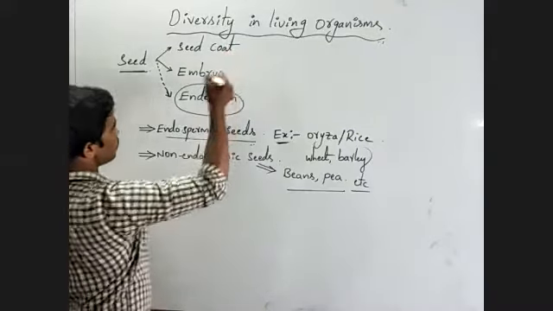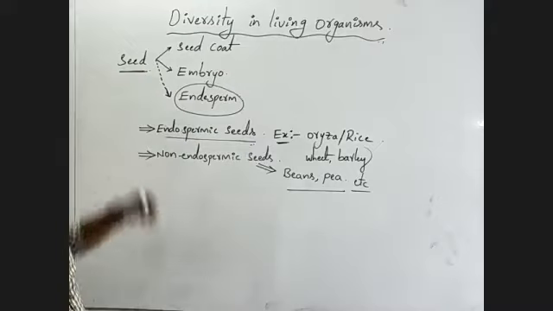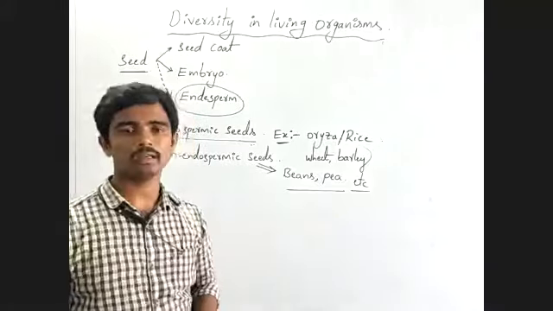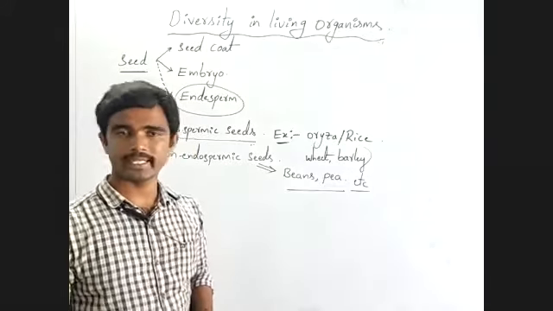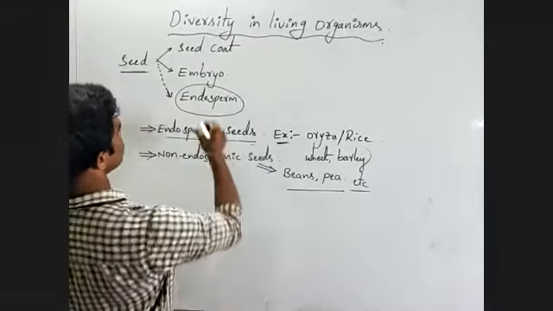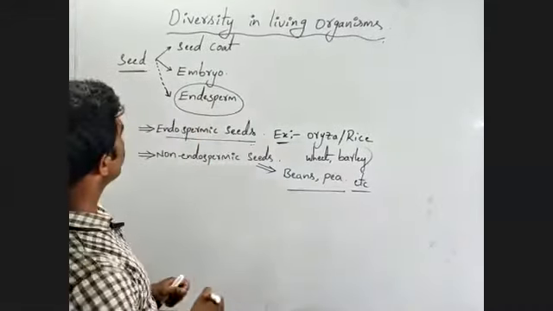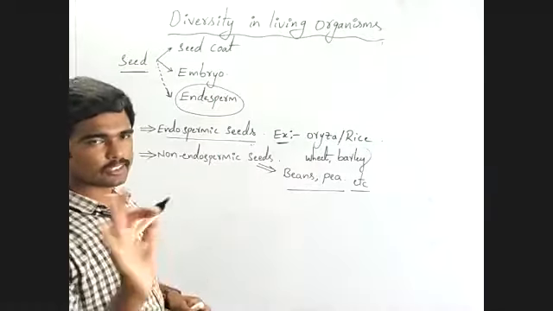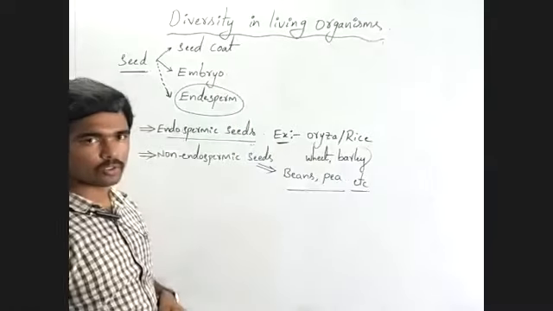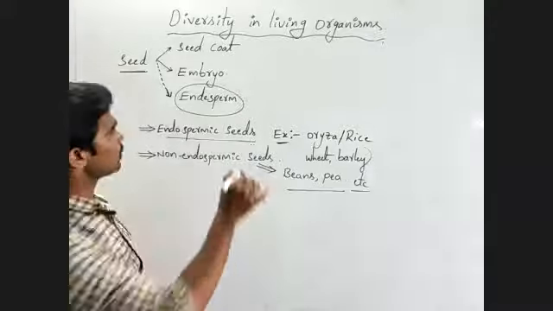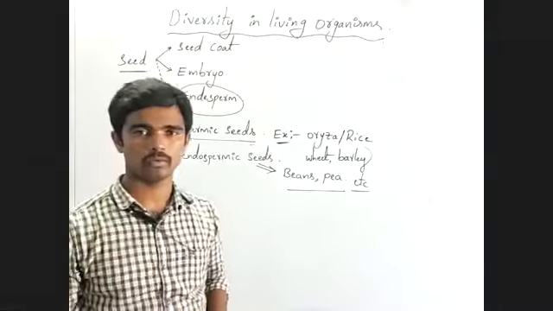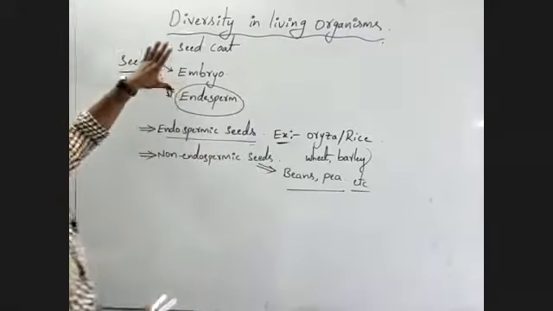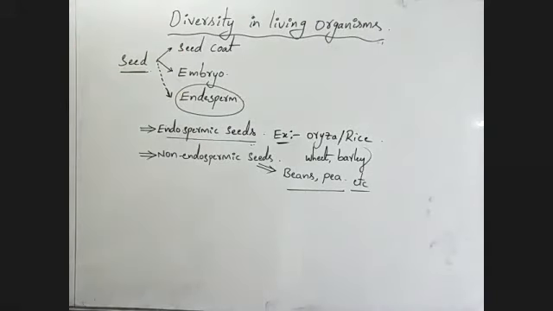Now, these are the main important parts of the seed, either dicot seed or monocot seed. In a dicot seed, two cotyledons are present in the embryo, whereas in a monocot seed, only one cotyledon is present in the embryo. Observe, these are important parts of the seed.